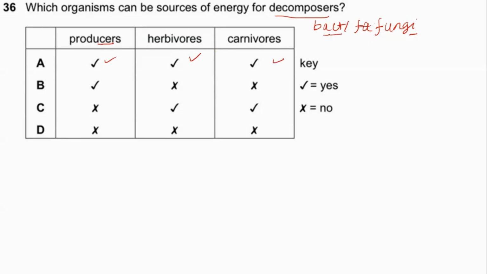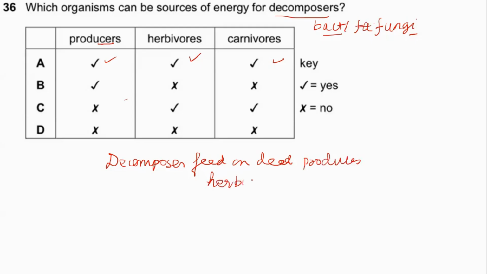So we can say that decomposers feed on dead producers, dead herbivores. All of them are decomposed by these bacteria and fungi, and of course carnivores also. So don't make a mistake, this is a very basic question. All the levels, all the animals and plants will be decomposed by bacteria and fungi. So the answer is A over here.